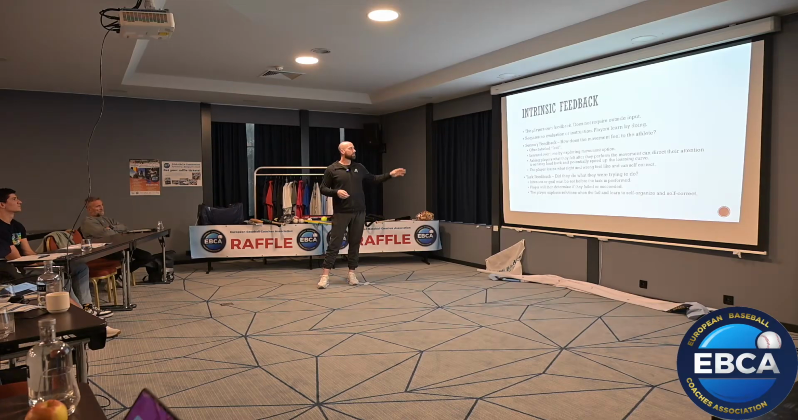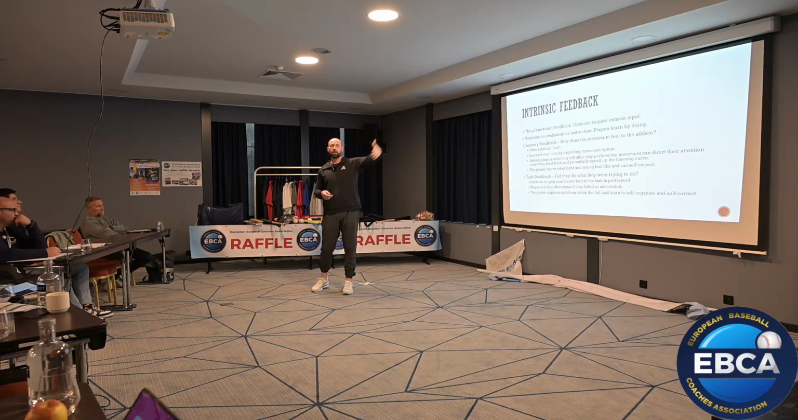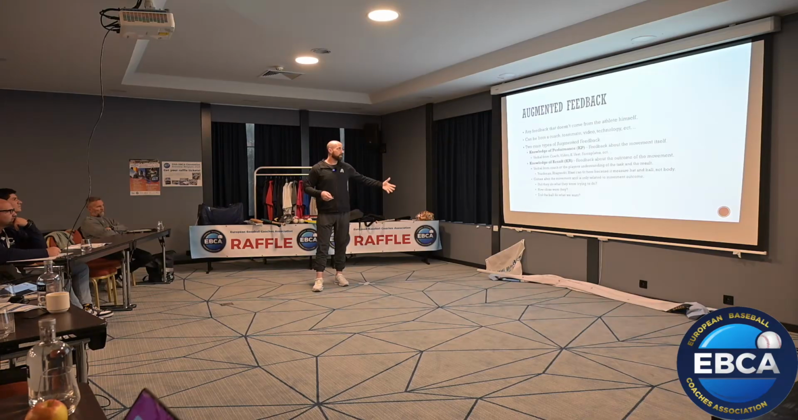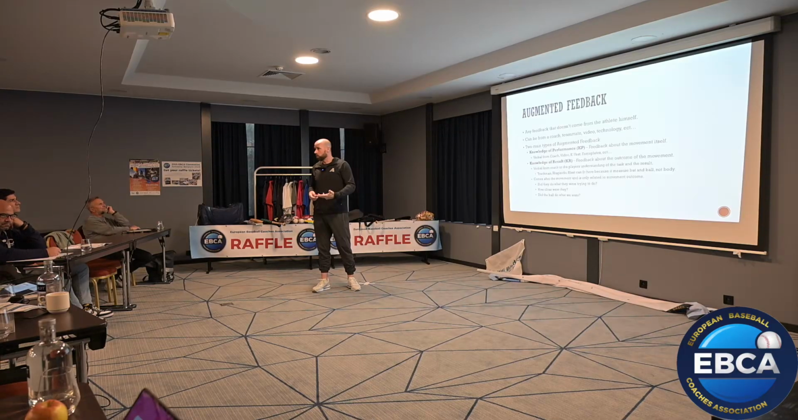But the task feedback, like, did they do what they were trying to do? Am I trying to hit the ball forward, or am I trying to hit it 5 to 25 at 95 miles an hour? The augmented feedback, there's a lot of overlap with the intrinsic feedback, because if they know the goal and they know what outcome they want, it falls into augmented feedback too, but there's overlap there.